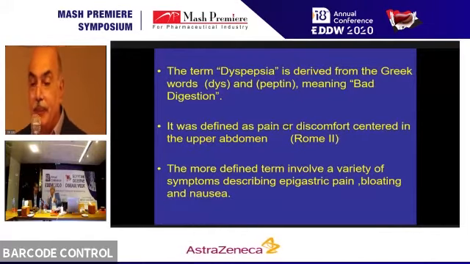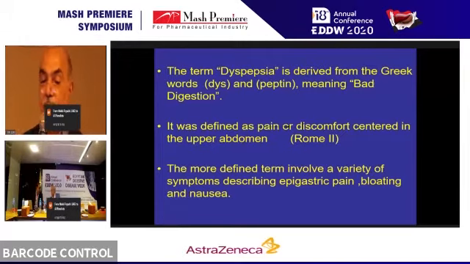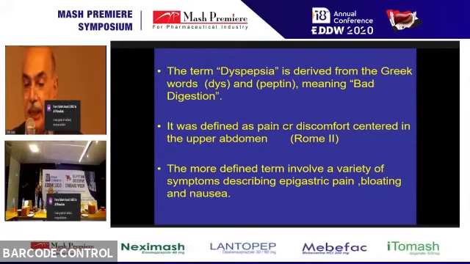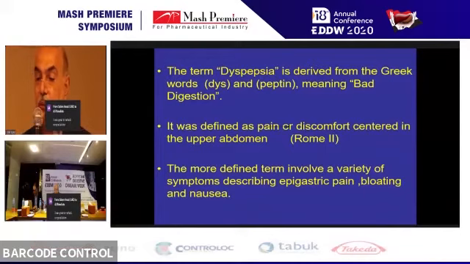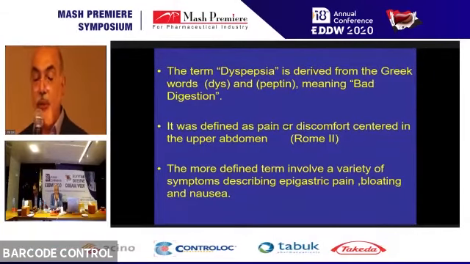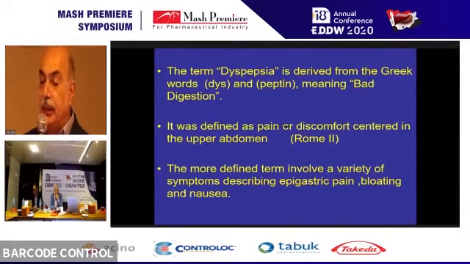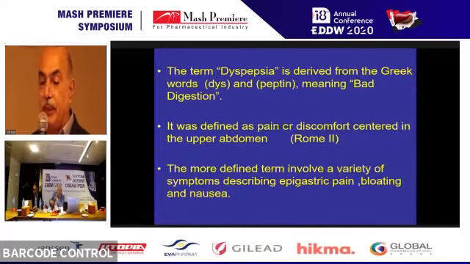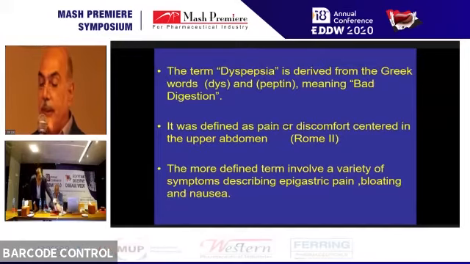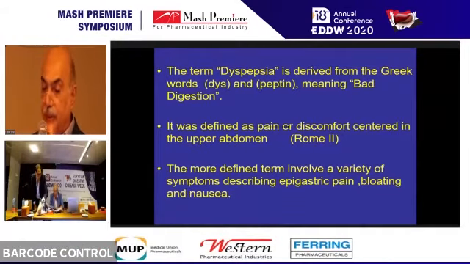The term dyspepsia is derived from the Greek words dys and peptin, which means bad digestion. But actually, this is almost a misnomer because the problem is far beyond this. Starting with Rome criteria, in Rome 2, it was defined as pain or discomfort centralized in the upper abdomen. But also, this was far beyond the truth because we found that a syndrome has many varieties of symptoms described as epigastric pain, bloating, and nausea.